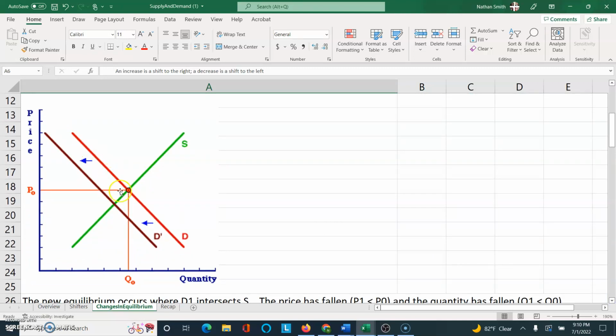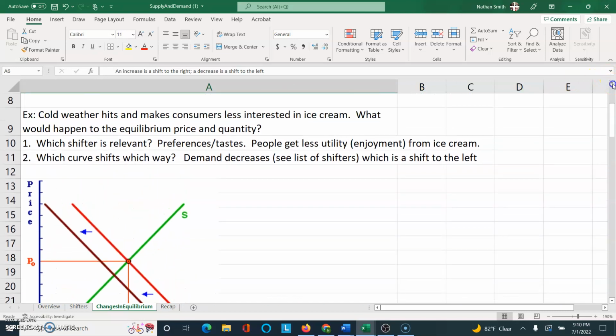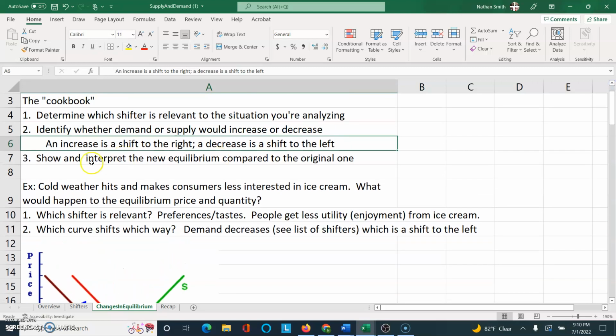So let's take a look at this demand curve here. It starts at D, it decreases, that's a shift left to D1. An increase would be a shift to the right out here somewhere. Same with the supply curve. If you want to increase supply, you're going to shift it to the right. If you want to decrease supply, you're going to shift it to the left. Once we have that, all we have to do is simply look at our new equilibrium on the graph and interpret which direction the price and the quantity moved.